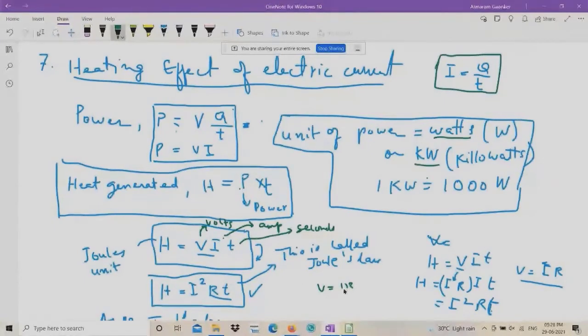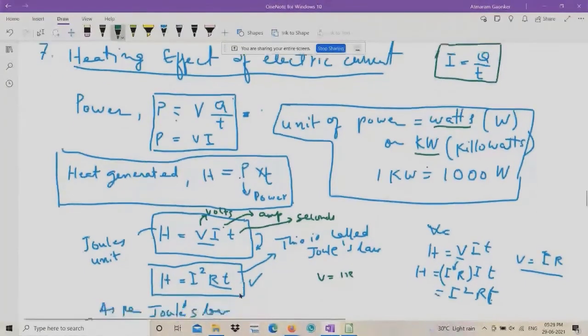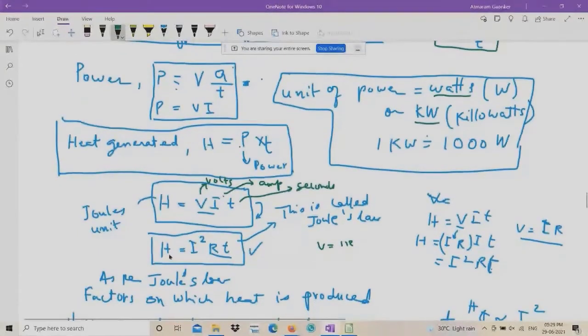So it will become I square RT, and this is called Joule's law. So the heat generated is given by this formula also, I square RT. Now you see how many formulas are there for heat.